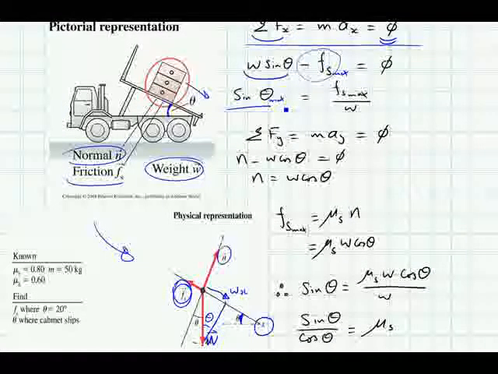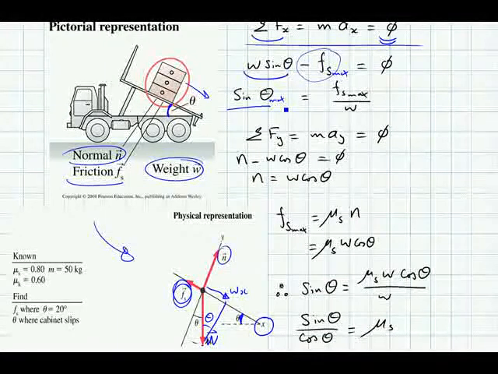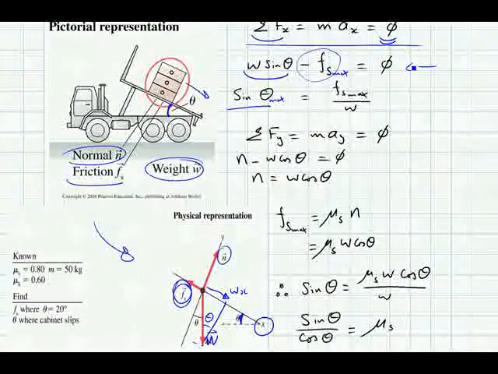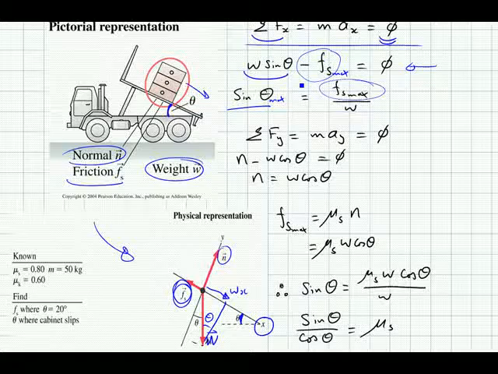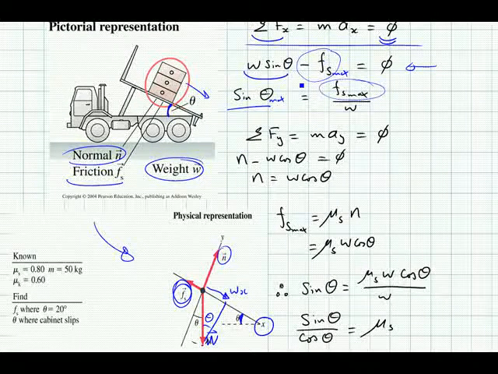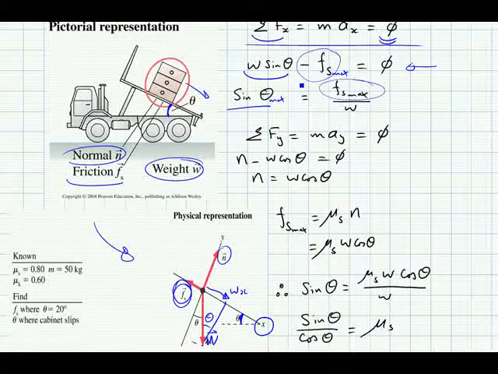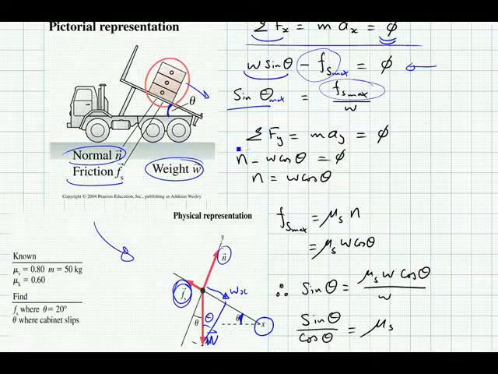So sine of theta max is Fs max divided by weight, from this equation right there. But we still can't solve this equation because we don't know what the maximum static friction force is. To solve that, we need to look at the y-axis and apply Newton's second law.